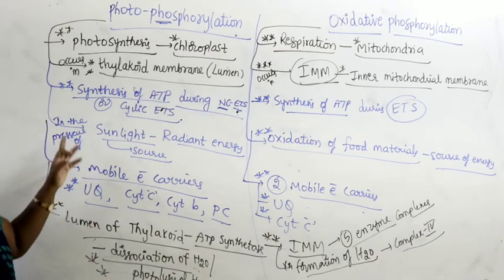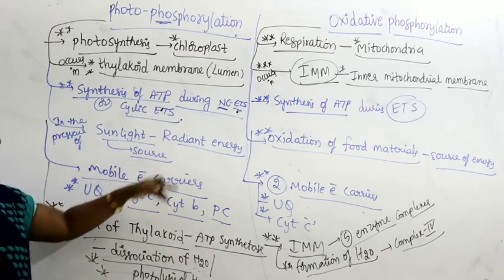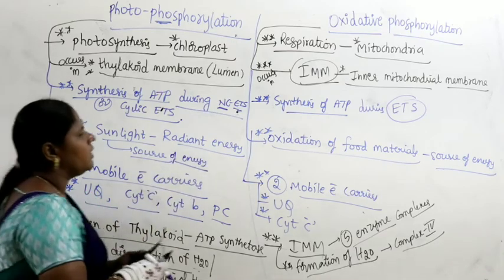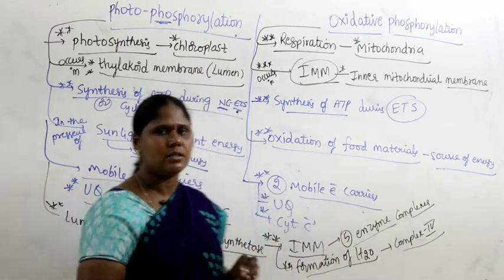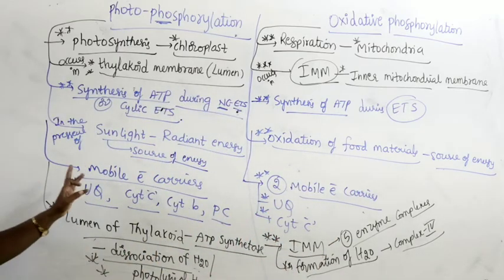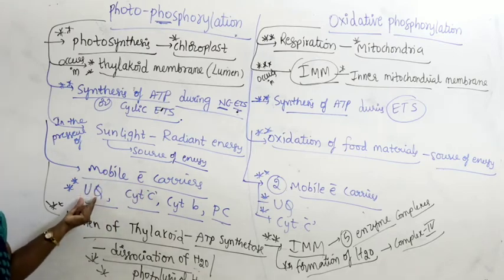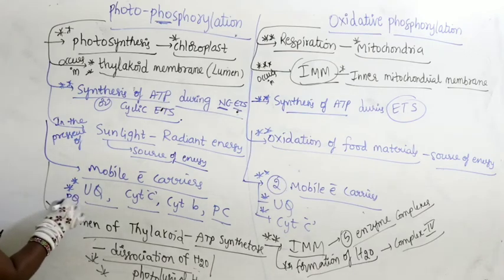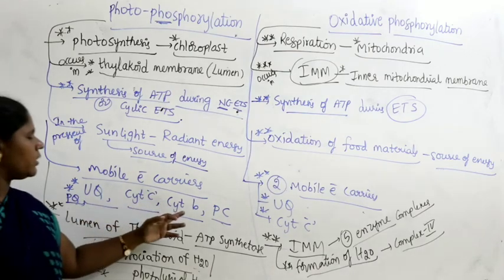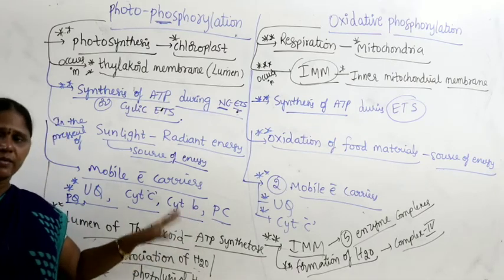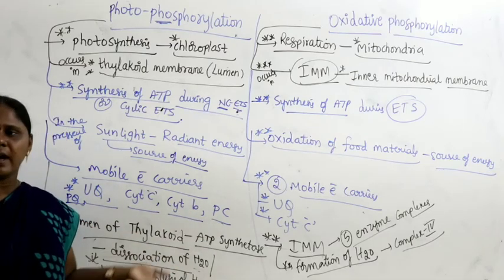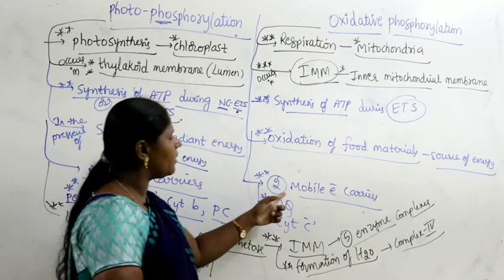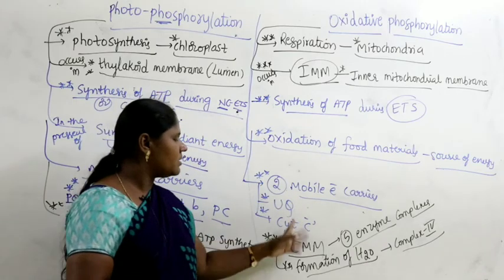Very important differences. In the presence of sunlight, radiant energy acts as the source of energy. Here, oxidation of food materials acts as the source of energy. Mobile electron carriers are ubiquinone, cytochrome C, of course plastoquinone, cytochrome B, cytochrome B6F and plastocyanin. All of these act as mobile electron carriers. But in the case of oxidative phosphorylation, only two mobile electron carriers are there, ubiquinone and cytochrome C.